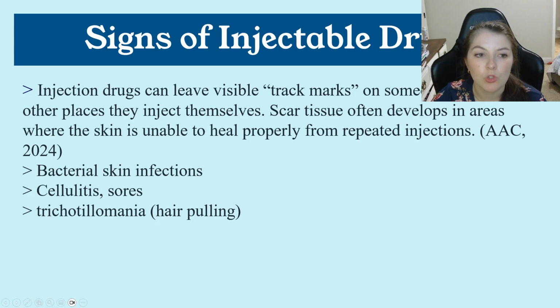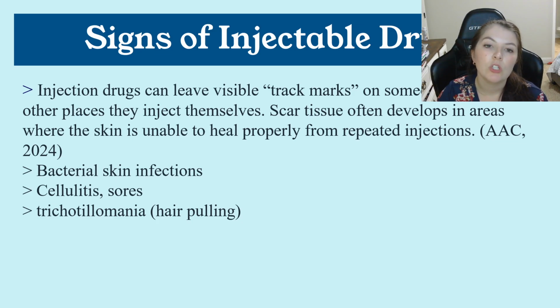Signs of injectable drug use. When individuals use an injectable drug, one of the most visible signs is the presence of track marks. These patients will have tiny, scar-like track marks on their arms, sometimes in the crease of their arms. Sometimes patients will try to hide these track marks, and so they will actually inject in between their fingers or in between their toes to make it less noticeable.